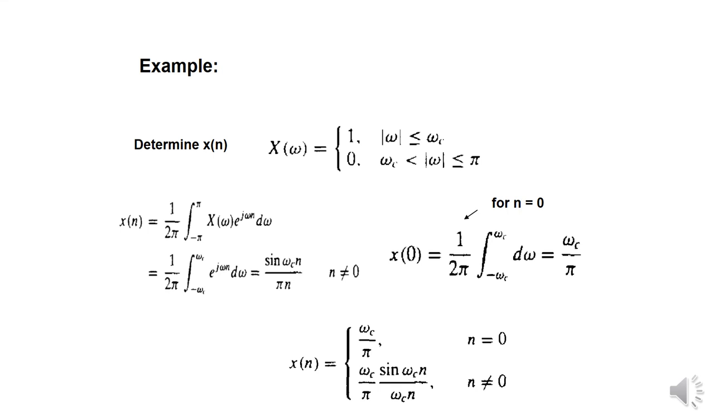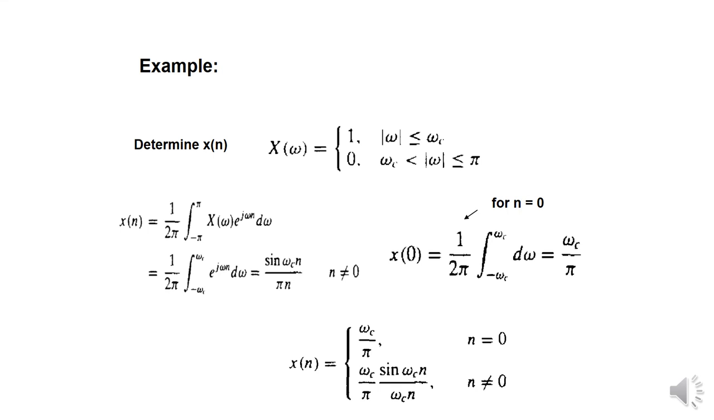So here it says X(ω) only exists from minus ωc to plus ωc, right? So X(ω) is equal to 1 for the magnitude of ω less than or equal to ωc. That means from minus ωc to plus ωc, X(ω) is equal to 1, right? So when we substitute it into the integration, from minus ωc to plus ωc, X(ω) is equal to 1, e^(jωn) dω, right? So this one you can easily integrate, because our only variable in here is ω, right?